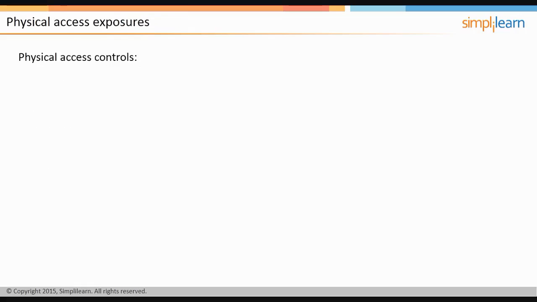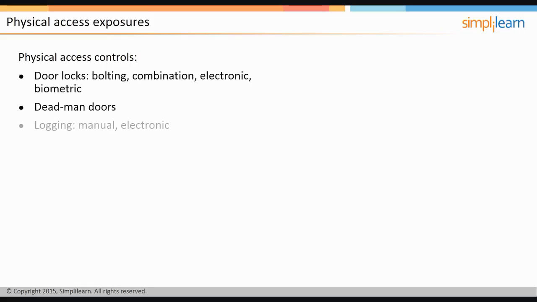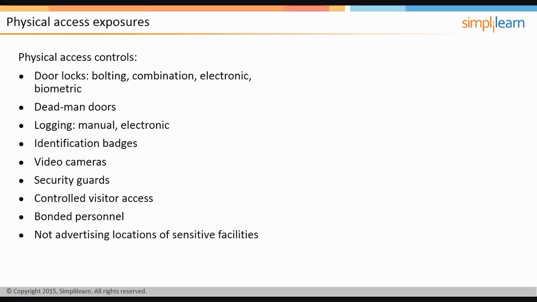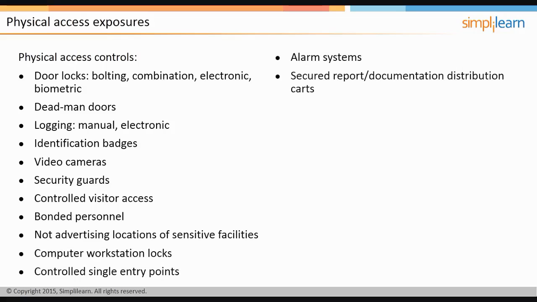Physical access controls: door locks, bolting, combination, electronic, biometric. Dead man doors. Logging, manual, electronic. Identification badges. Video cameras. Security guards. Controlled visitor access. Bonded personnel. Not advertising locations of sensitive facilities. Computer workstation locks. Controlled single entry points. Alarm systems. Secured report documentation distribution carts.